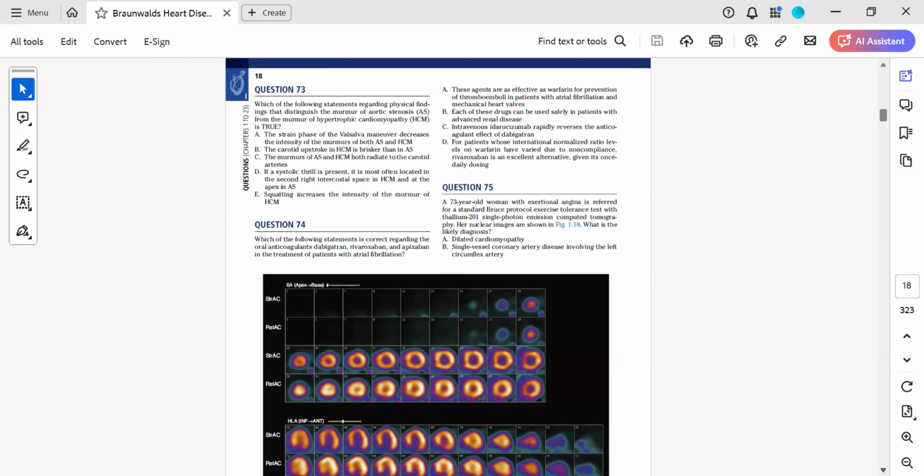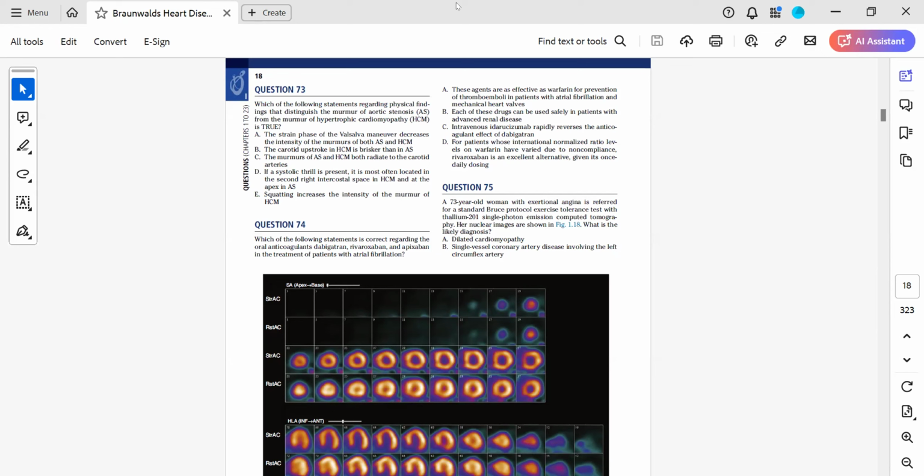Okay, that's it. So, is it that the murmur of hypertrophic cardiomyopathy does not radiate at all? They are silent on it. Say you feel the trill, you feel it in the fourth left intercostal space. But the radiation, they didn't mention.